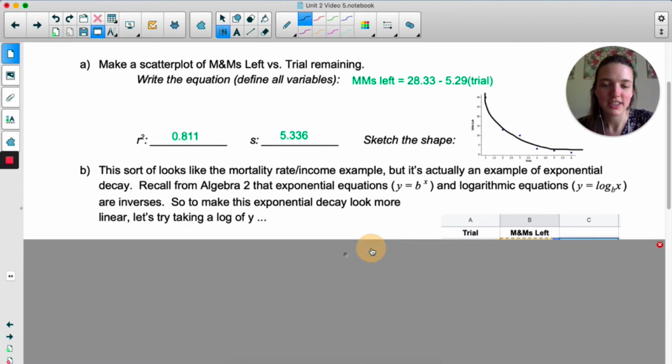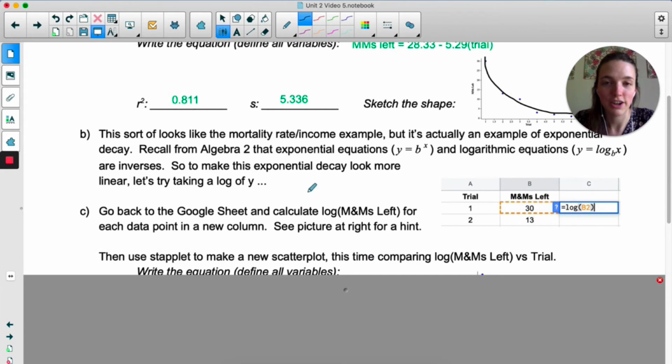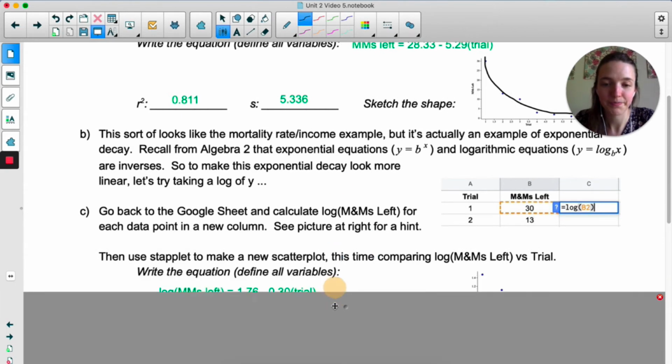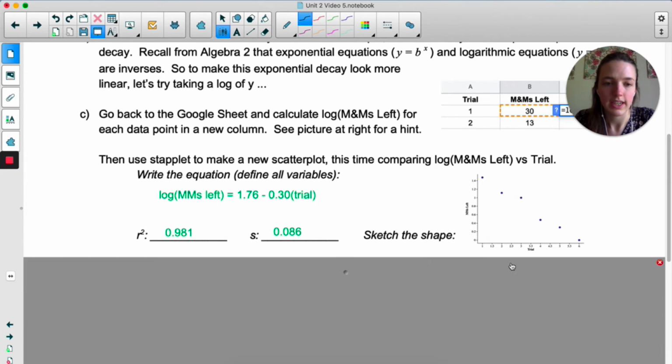Now, exponential decay looks like this. We have something raised to the x, and it's okay if you don't remember this from Algebra 2, but to undo raising something to the x, we have to take the log to get that x out of the exponent. So what we're going to do is first take the log of y, and that gives us something that's much more linear. We get an r value much closer to 1, standard deviation of the residual is much smaller.